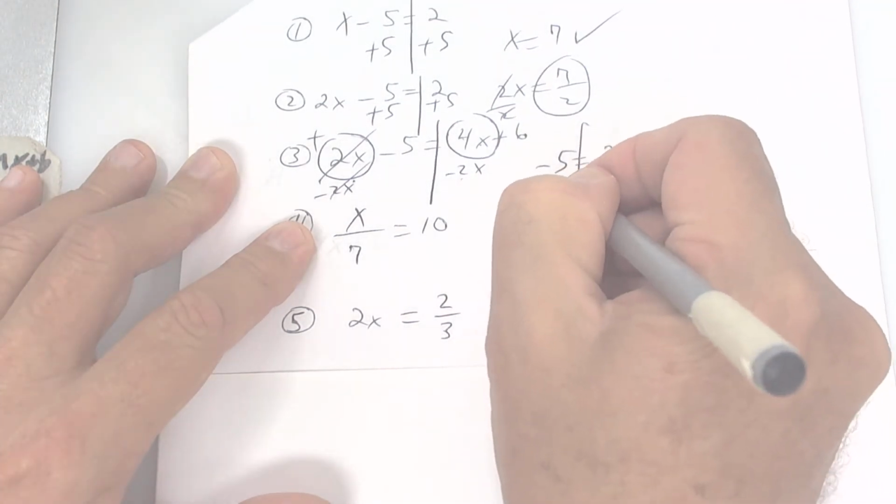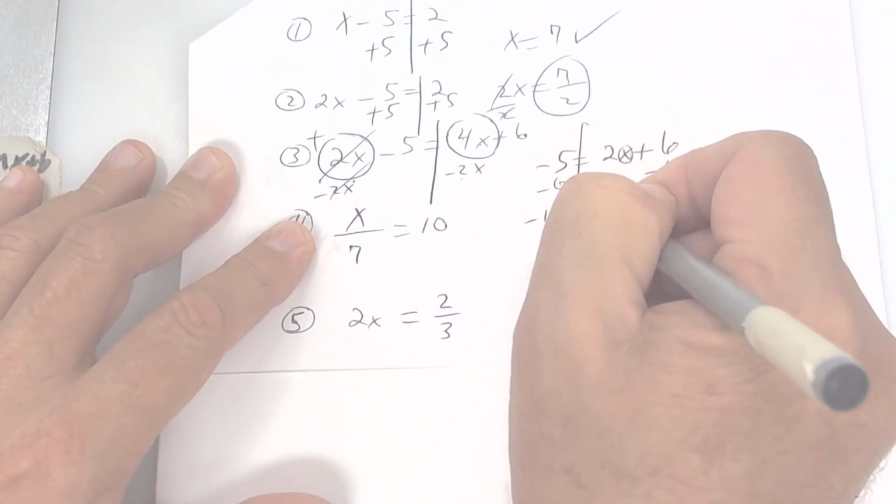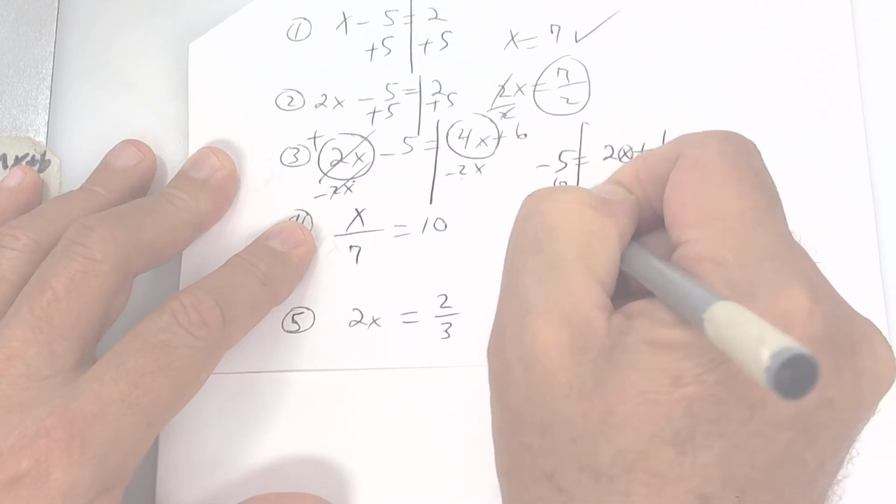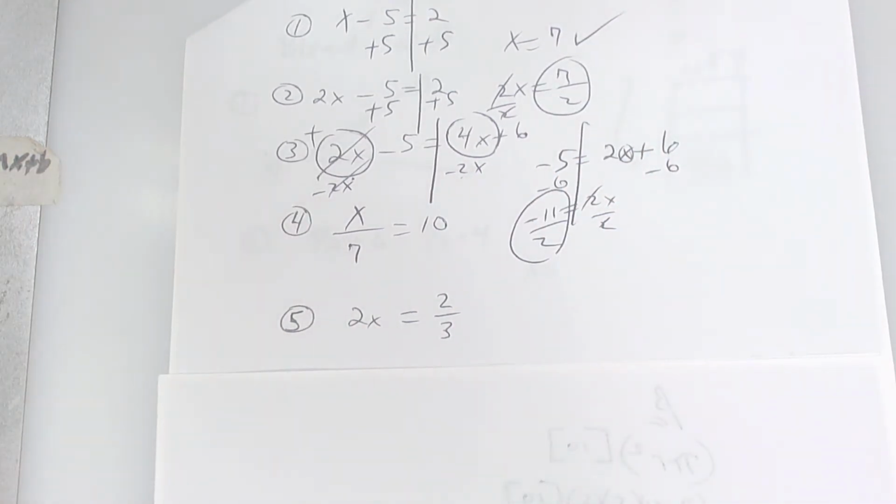You want to subtract 6 and get negative 11 and then divide by 2. This one's a little more work. Okay, make sure you understand that. If you don't, raise your hand and I'll go over it with you. Put a star by that. You got to know how to do that. You have that, by the way, in geometry.